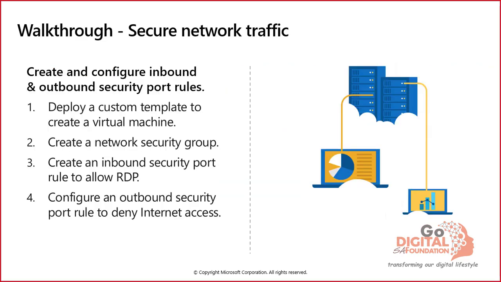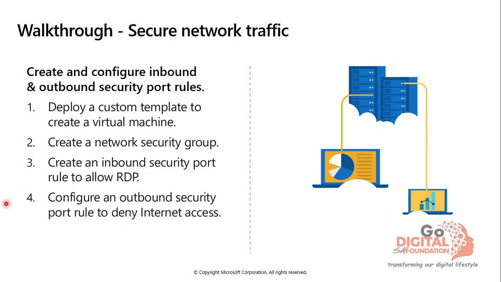So we have covered, we did deploy a custom template to a virtual machine, and then we created a network security group. We created an inbound security port rule to allow RDP. And then we configured an outbound security port rule to deny internet access. Okay. So now let us continue.